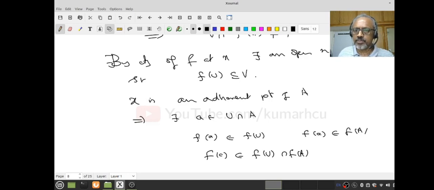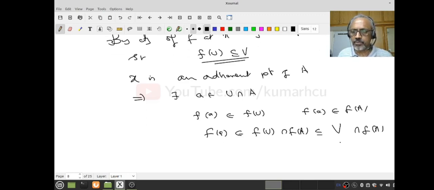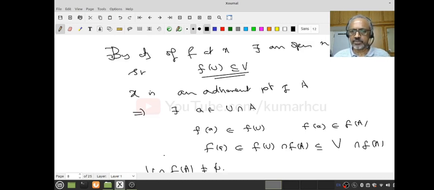But what do I know about f(U)? That is contained in V. Therefore this is contained in V intersection f(A). f(U) is contained in V, therefore f(a) is in V intersection f(A). You follow that? So I have proved that V intersection f(A) is non-empty. So what have I shown?